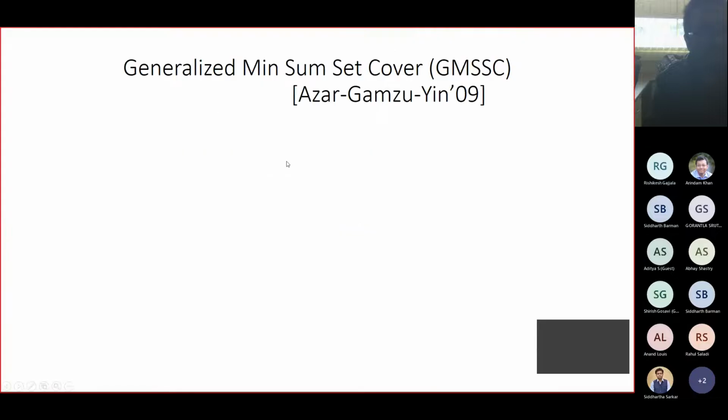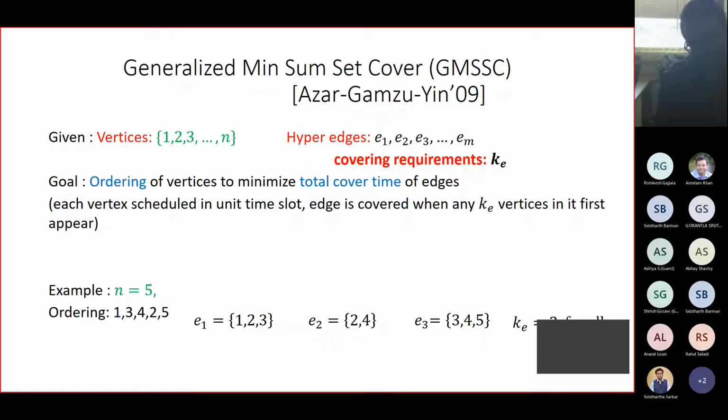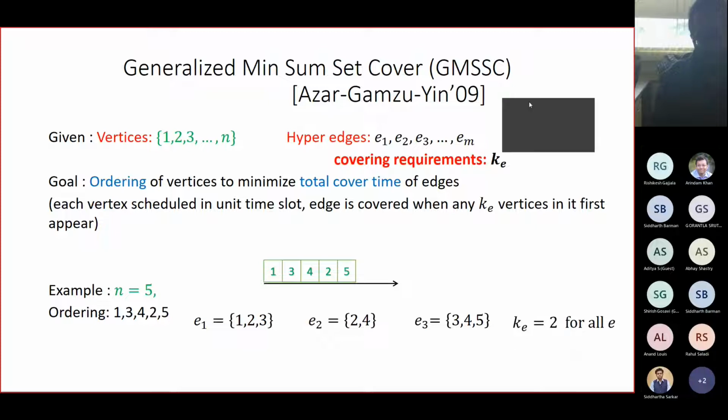Okay, let's try again. So here is how it looks. This is the ordering of vertices, and now let us see when every edge is covered. Here all the covering requirements are exactly 2. So when is the first edge covered? The first edge is covered when vertex 3 has been scheduled, right? Because when vertex 3 is scheduled, then 1 and 3 have been scheduled. So the cover time of the first edge is 2.